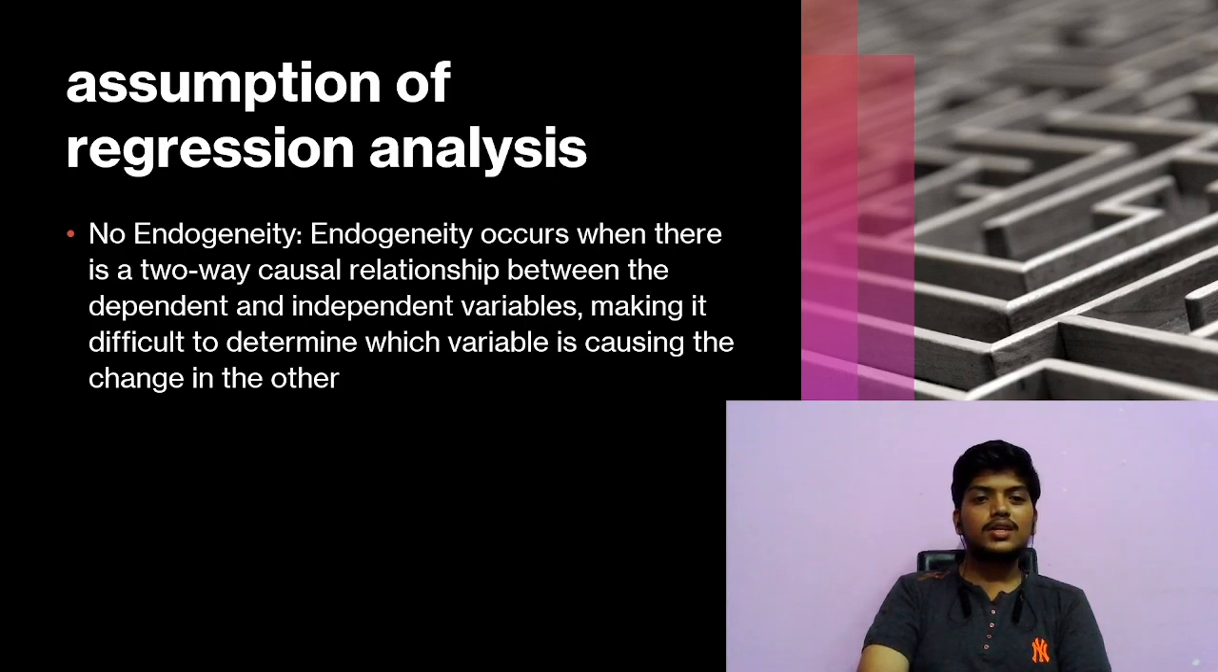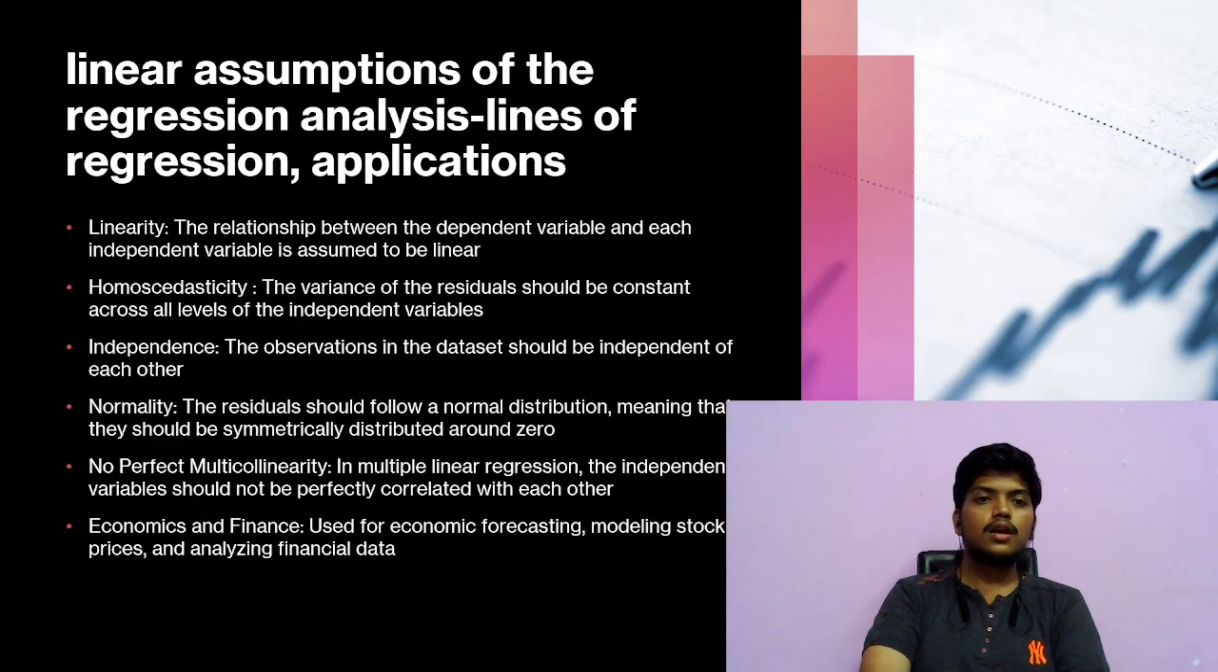No endogeneity: endogeneity occurs when there is a two-way causal relationship between dependent as well as independent variables. It determines which variable is causing the change in the error. Linear assumptions: homoscedasticity, independence, normality, no perfect collinearity, economics and finance.